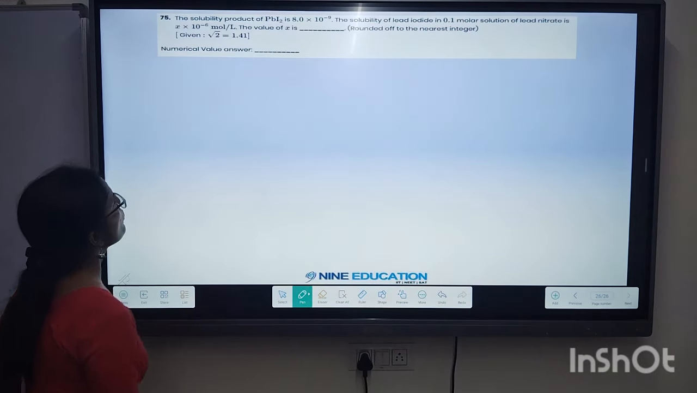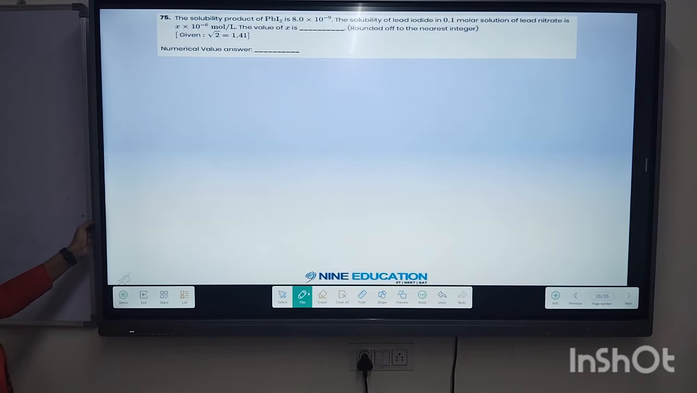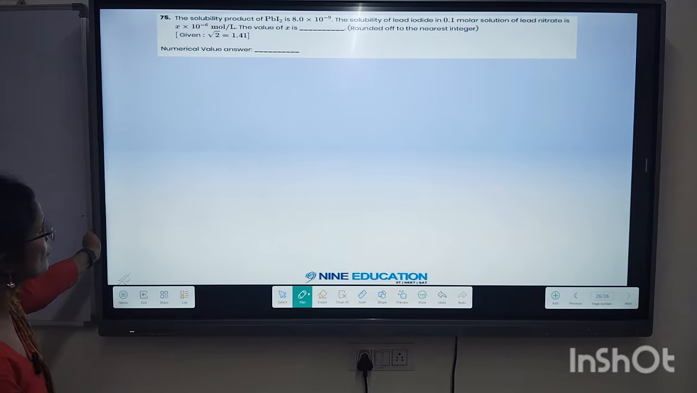Next we are having question number 75. The solubility product of PbI2 is given as 8 into 10 raised to power minus 9. The solubility of lead iodide in 0.1 molar solution of lead nitrate is X into 10 raised to power minus 6 mole per liter. The value of X is this, rounded off to the nearest integer.